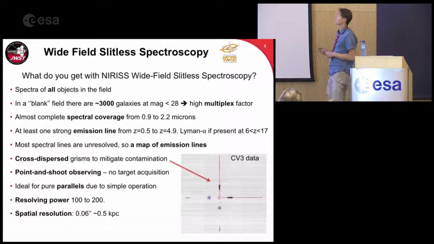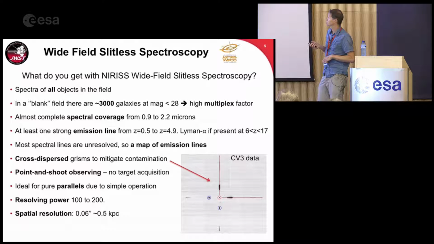So what do you get in this mode? You get spectra of all the objects in the field, obviously, and that can be a lot of objects. So if you remember the image of a simulated deep field that Jerry Criss showed earlier with his very high redshift galaxy that was just a tiny little blob, you saw how many galaxies there were. Well, you get a spectrum of everything in the field with this mode. And to put that in context, there's about 3,000 galaxies in a typical field if you're going down to magnitude 28. So you can get a very high multiplex factor.